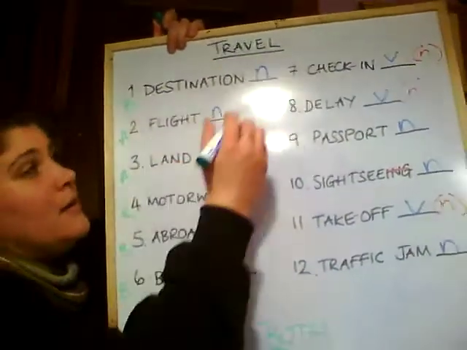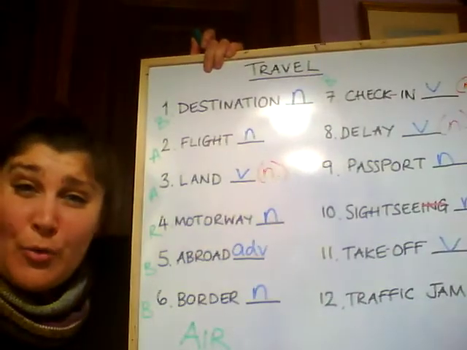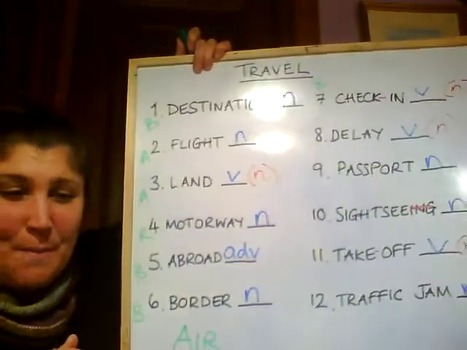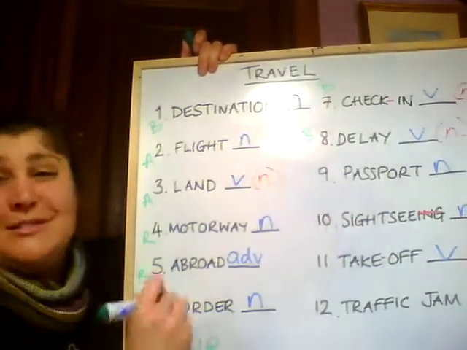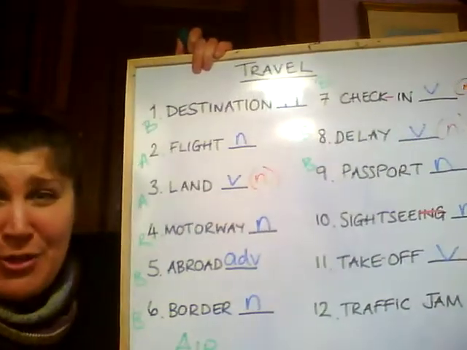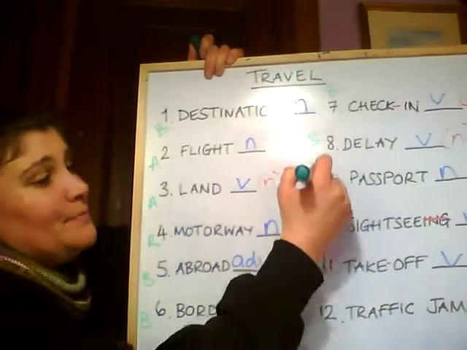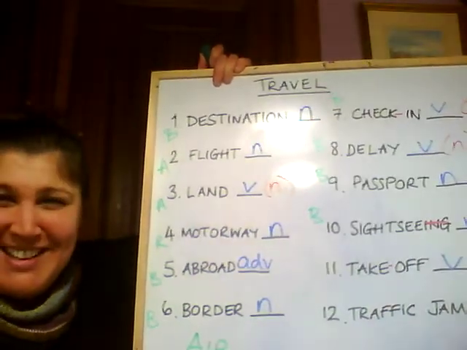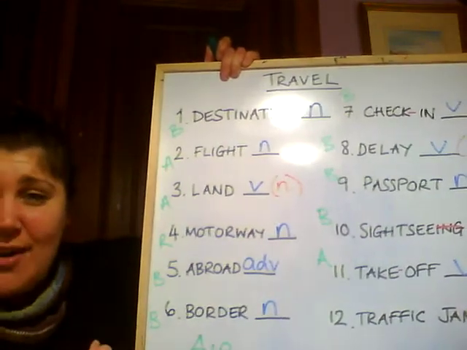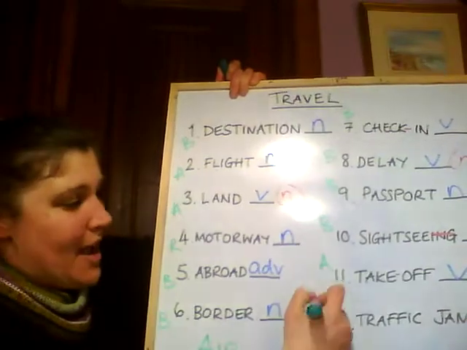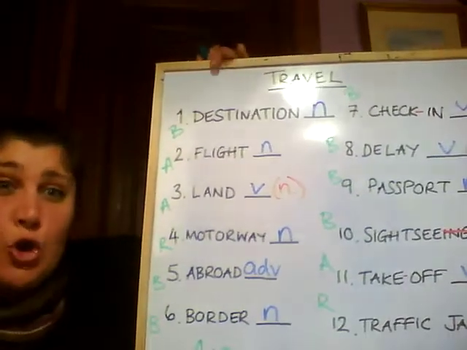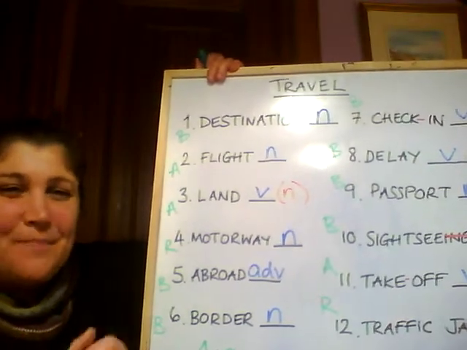Check-in? Could be both. Check-in at the airport or check-in to a hotel. Delay? Could be both. Passport? Could be both. Sightseeing? Could be both. Takeoff refers to plane air travel. And finally, traffic jam, road travel. Excellent. I'm sure you did very well.